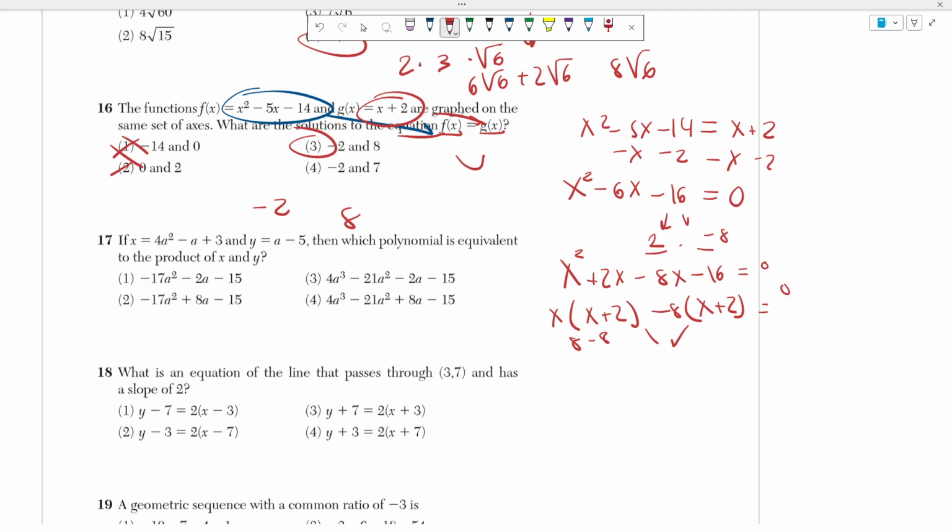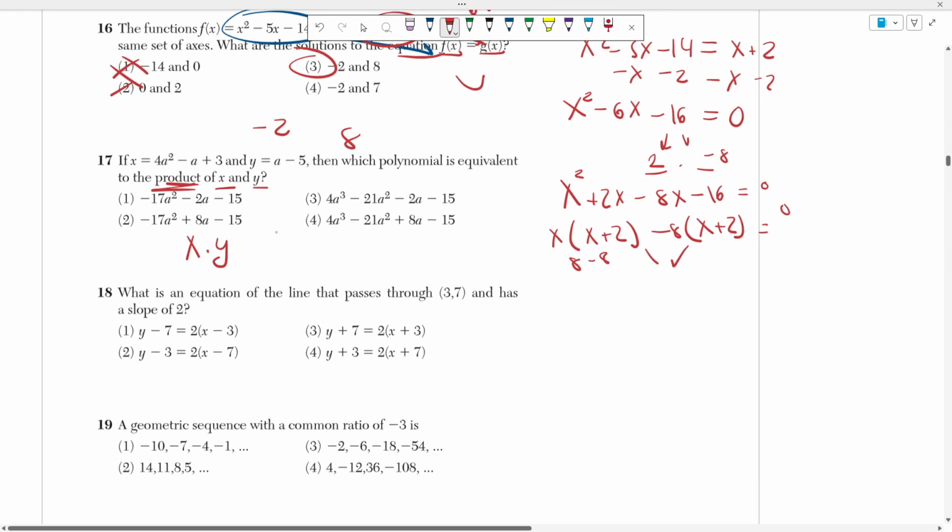Number 17 says if x is equal to 4a squared minus a plus 3 and y is equal to a minus 5, which polynomial is equivalent to the product of x and y? So the product is what's going to happen when you multiply x and y together. So all I need to do is just multiply x and y together. I know that x is equal to this and y is equal to that, so I can just plug those values in for x and y.